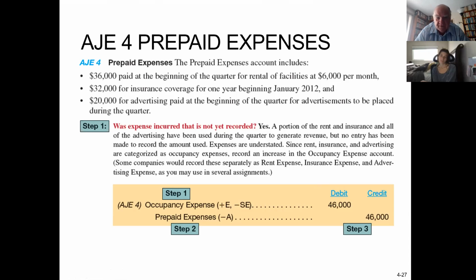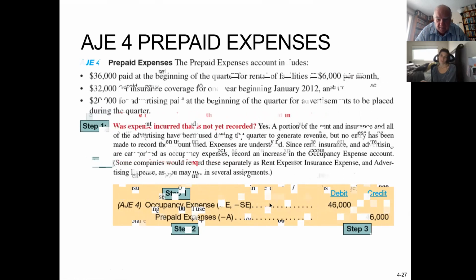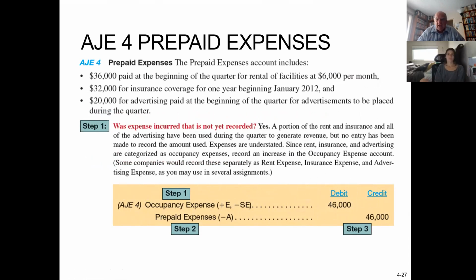They're telling us. So we debit, I'm sorry, guys, with those happy fingers. We debit the occupancy expense and we credit prepaid expense. Okay? Prepaid expense. You are going to debit an expense and credit that prepaid.